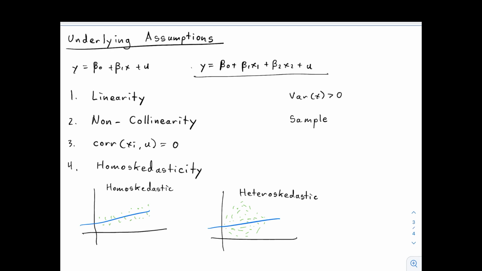The third assumption I've written as the correlation between the xi terms and our error terms is zero. Visually, we're saying that the error term is pretty much the vertical distance, right? So as an example, the vertical distance here between that last green point and our blue line is our error for that particular data point.